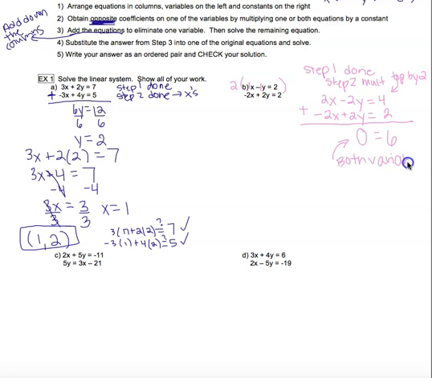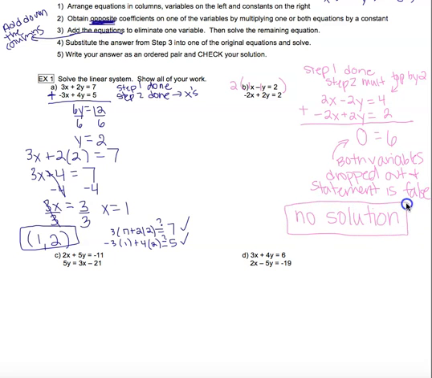The equation I have left is 0 equals 6. Write this down, please. And the statement is false. So when it's false, my answer is no solution. If I had gotten a true statement, like 0 equals 0 or 6 equals 6, then we would write infinitely many solutions.